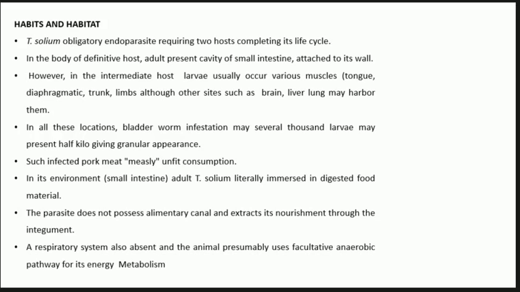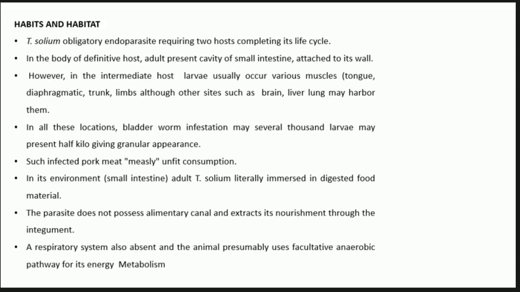Small intestine is its environment, and it is immersed in the digested food. So the parasite does not possess an alimentary canal, and it extracts the nourishment through the integument. This is the adaptation. In previous lectures we have talked about the adaptations in these parasites. This is one of the adaptations: this particular parasite doesn't have the alimentary canal, but it just extracts the nourishment through the integument. It absorbs it through the integument.